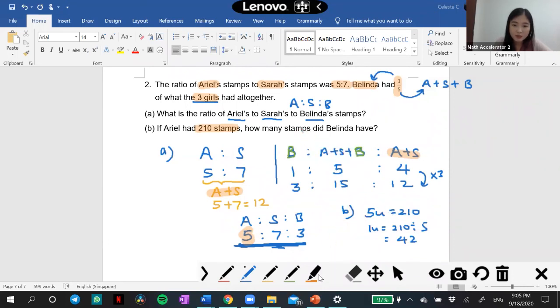So how many stems did Belinda have? Okay, Belinda has 3 units. So your final step, take your 1 unit, 42 times 3. Okay, great. A lot of you got it. 126.